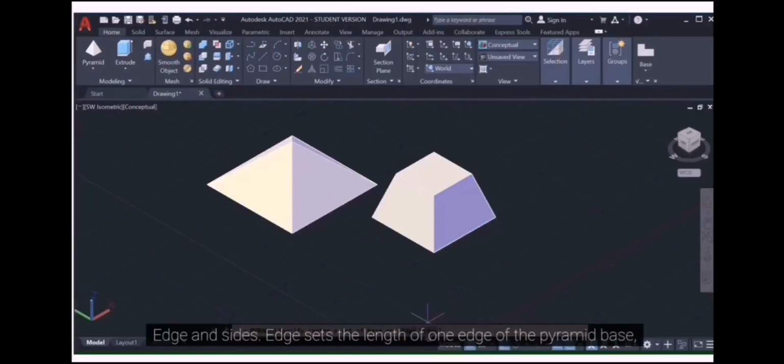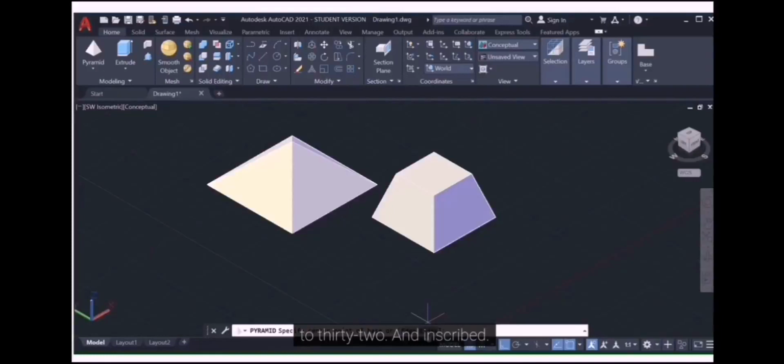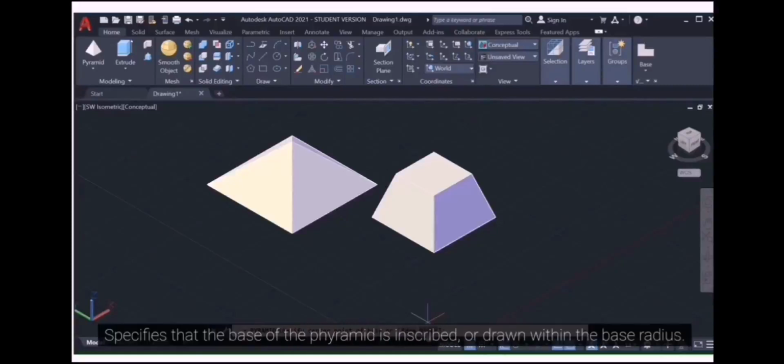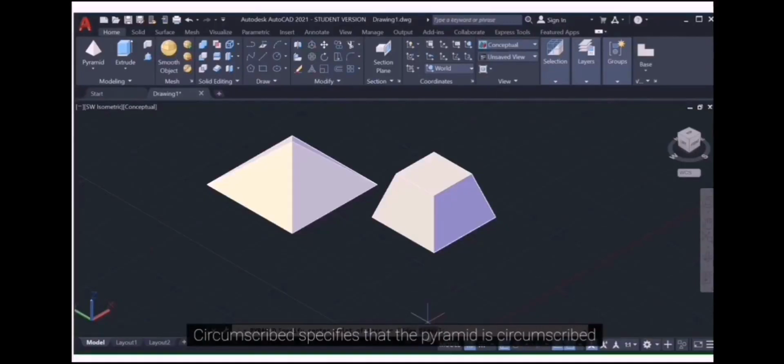Edge and sides. Edge sets the length of one edge of the pyramid base as indicated by 2 points that you specify. Sides sets the number of sides for the pyramid. Enter a positive value from 3 to 32. Inscribed specifies that the base of the pyramid is inscribed or drawn within the base radius. Circumscribed specifies that the pyramid is circumscribed around or drawn around the base radius of the pyramid.